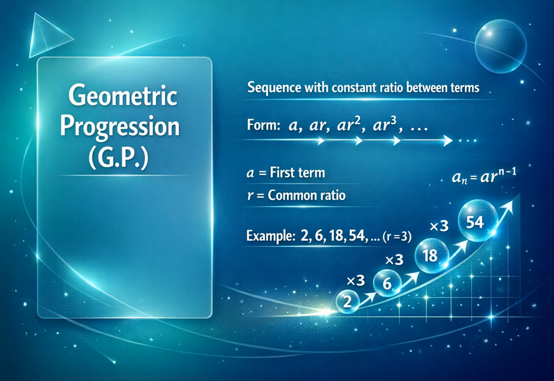A geometric progression, or GP, is a sequence where each term is a constant multiple of the previous term. The form is a, ar, ar squared, ar cubed, and so on. Here, a is the first term, and r is the common ratio. For example, 2, 6, 18, 54 has r equal to 3.